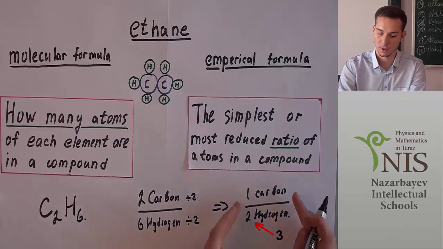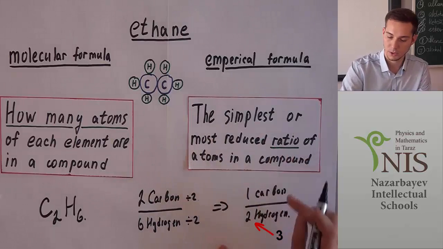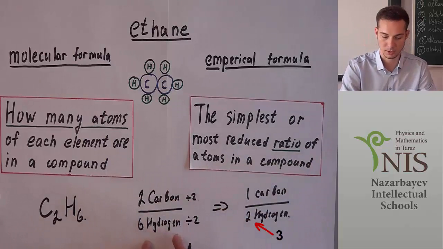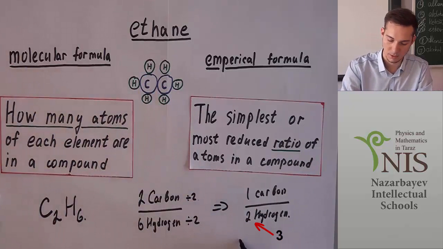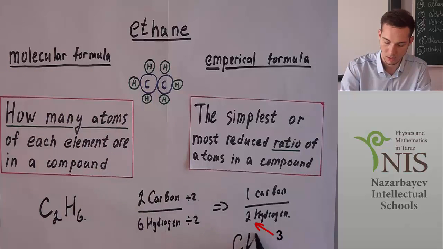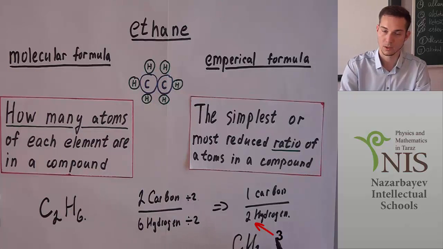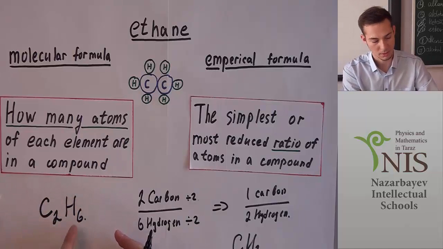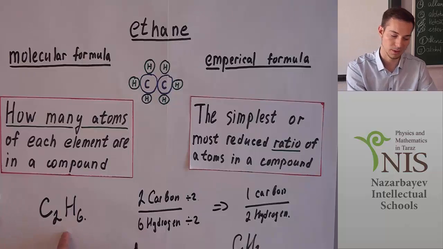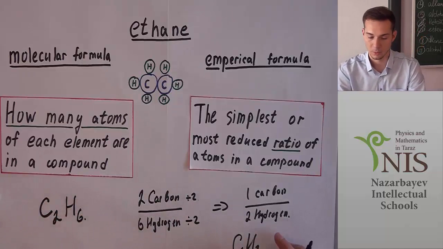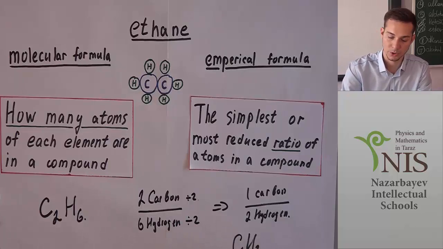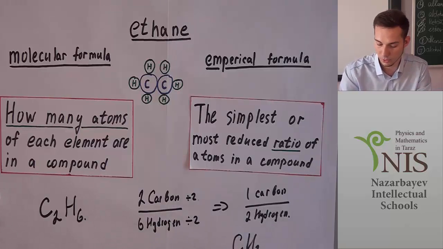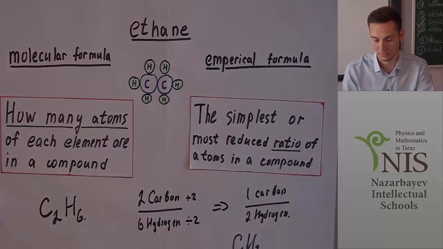atoms. So this means that the lowest or the most reduced ratio of carbon and hydrogen atoms in this compound is C1H2. So we have here the molecular formula which shows us how many atoms of each element are in the molecule, and we have here the empirical formula which shows us the smallest ratio or the most reduced ratio of atoms in this compound.